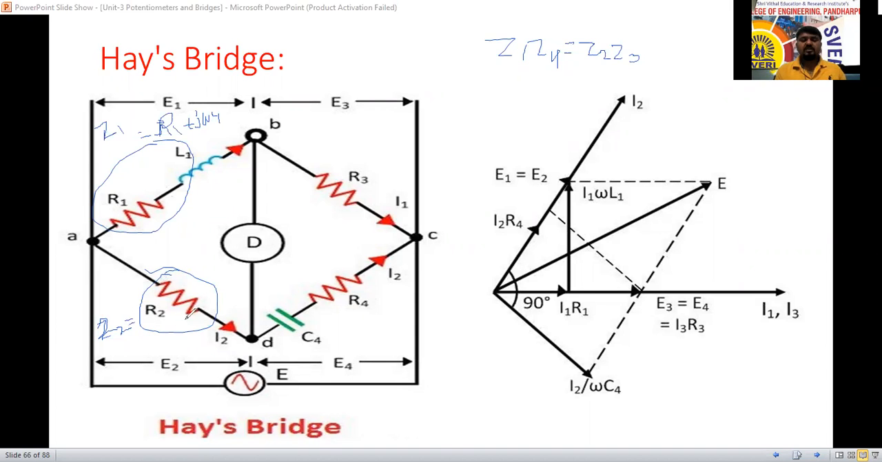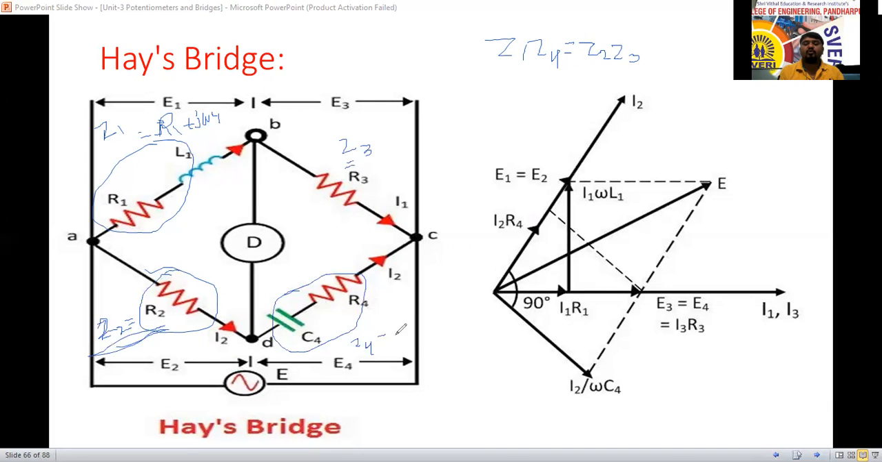No. There is no imaginary part. There is no inductance, no capacitance. Then Z2 equal to R2, R2 only. Next Z3 equal to, here also same thing. There is no imaginary part. So Z3 equal to R3 we are going to consider. And here Z4 is the combination of capacitance and resistance.